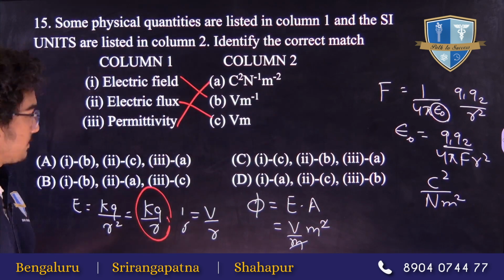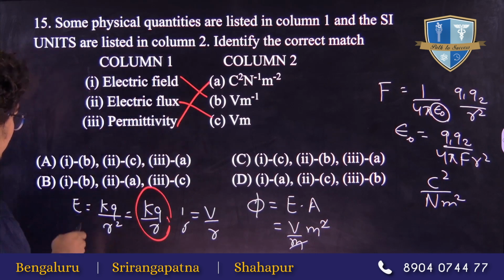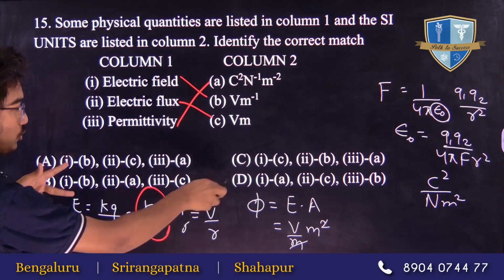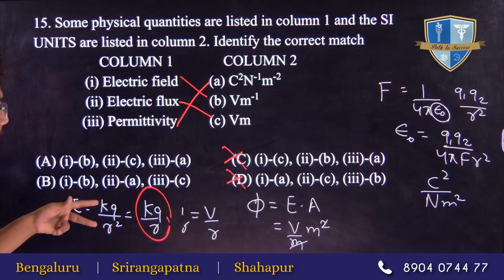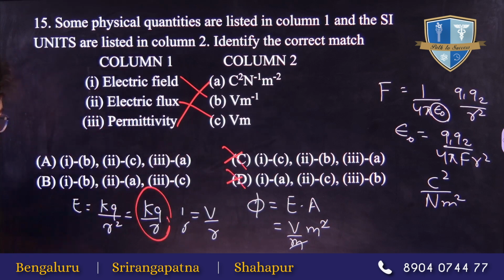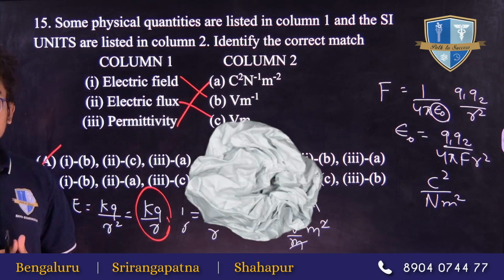So our correct option will be first with B. So first with B, and we have only two options, so these two options are incorrect. Then second with C is correct, and the remaining option will be A, and third is with A, correct?